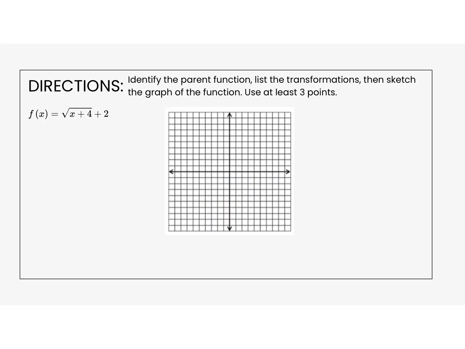Okay, here's another one. F of x equals the square root of x plus 4 plus 2. So my parent function is the square root of x, which is that graph. So I'm going to graph 0, 0, 1, 1, and 4, 2. Those are my parent function points. But I know that this graph is going to move left 4 and up 2. So I'm going to count left 4 and up 2. And that will be my 0, 0. So then this will be my 1, 1. And then this will be my 4, 2 from there. So that's, again, the red is the actual graph that I'm looking at. The blue is just those points that I need to know from the parent function.